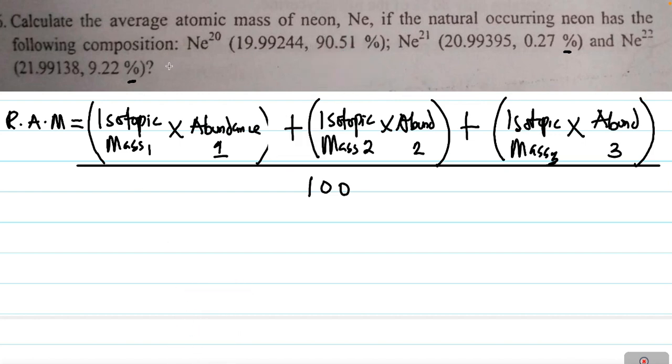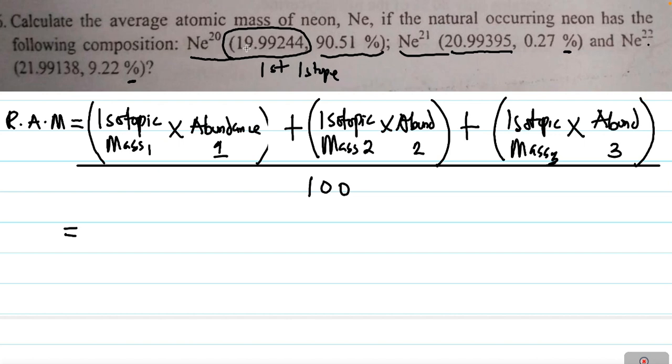Okay, so the first isotope is neon, and the mass of the first isotope is 19.99244. The percentage abundance of the first isotope is this. Now this is the second isotope. The mass of the second isotope is 20.99395, and the percentage abundance of the second is this, and this is the third isotope. So basically what we're going to be doing here is substituting the values.